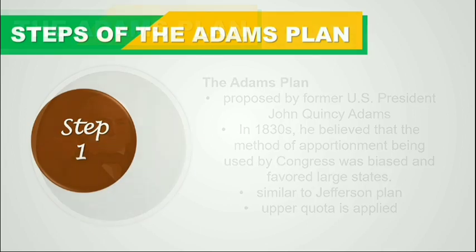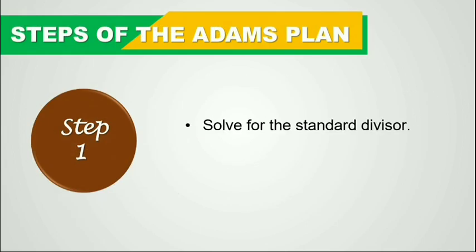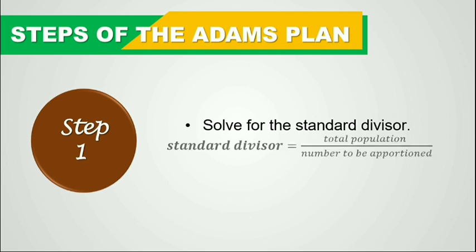So first, you have to solve for the standard divisor. So standard divisor, that's basically equal to the total population over the number to be apportioned. So the same as Jefferson's method of apportionment or the previous apportionment method. So this is just the formula in solving the standard divisor.